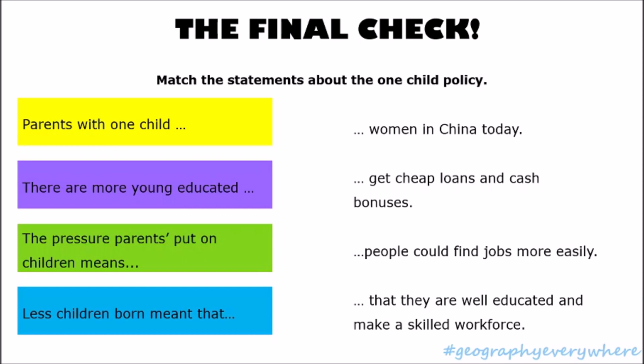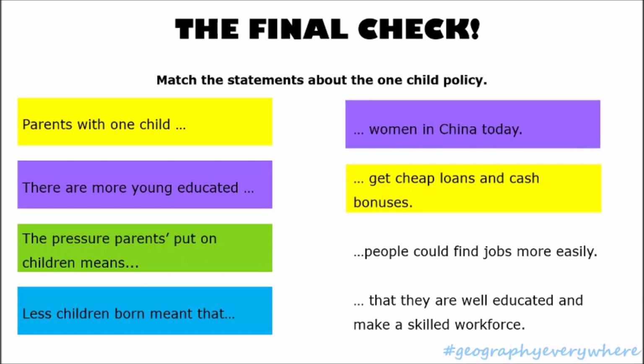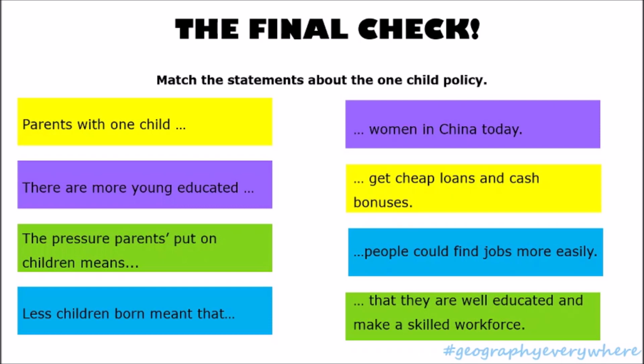Okay, so the first statement, parents with one child get cheap loans and cash bonuses. There are more young educated women in China today. The pressure parents put on the children means they are well educated and make a skilled workforce. And less children born meant that more people could find jobs more easily.